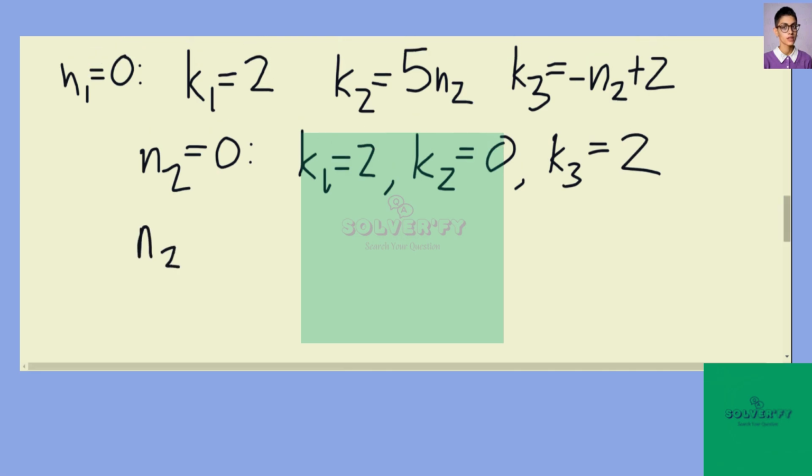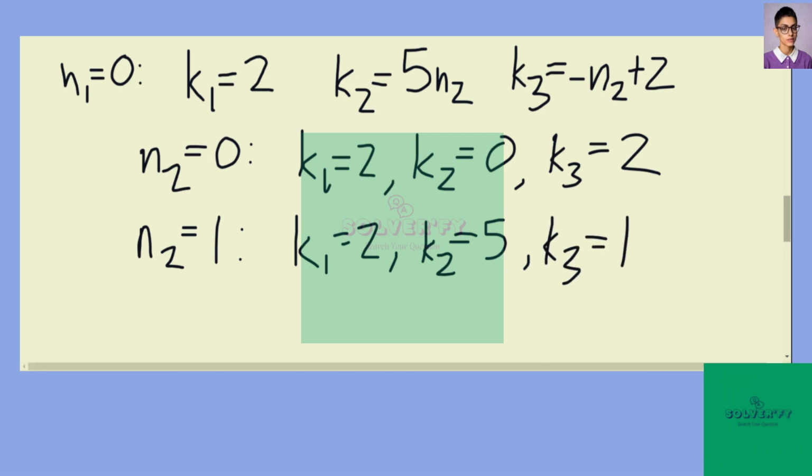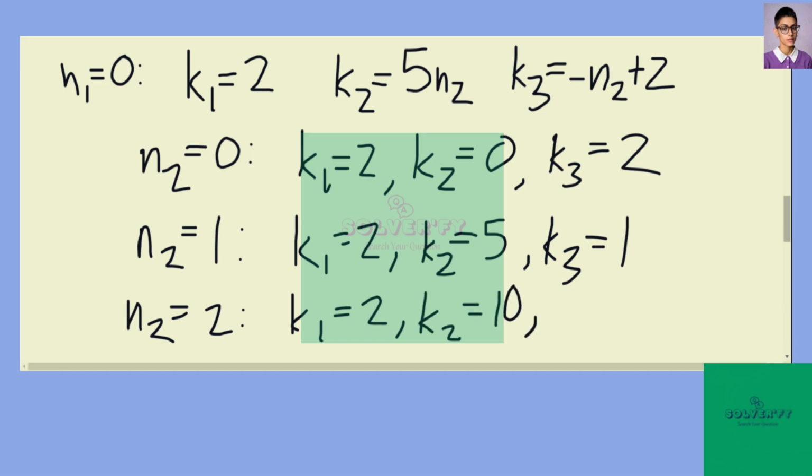If we take n2 to be 1, we have k1 equals 2, k2 equals 5, and k3 equals 1. If n2 is equal to 2, we have that k1 is equal to 2, k2 is equal to 10, and k3 is equal to 0. You can't have any greater values of n2, so this is it.